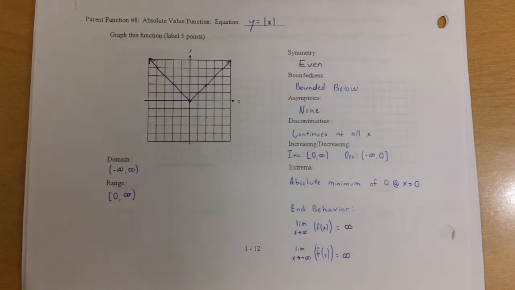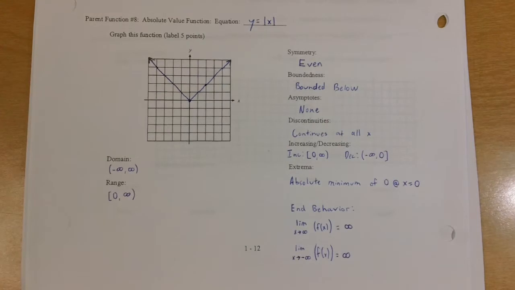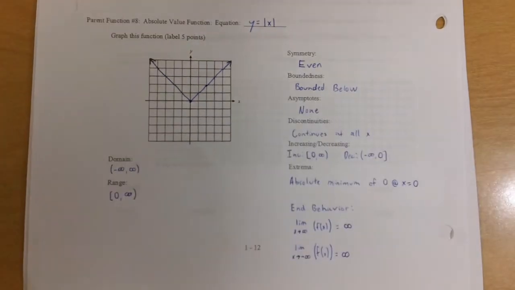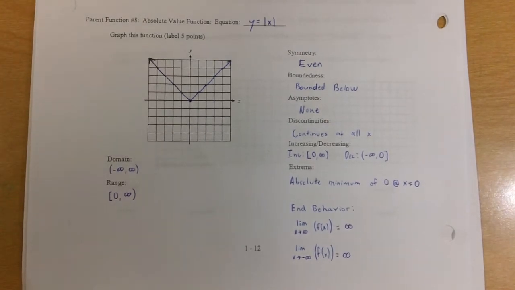The continuity is continuous at all x because there are no holes or jumps. The two end behaviors are both infinity because there are no limits. The symmetry for y equals absolute value of x is even. The boundedness is bounded below, and there are no asymptotes.